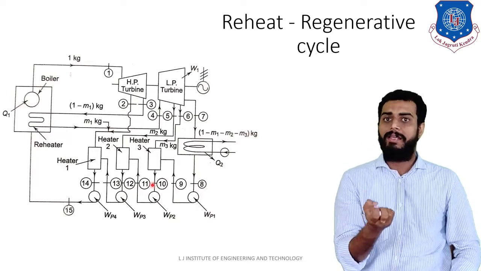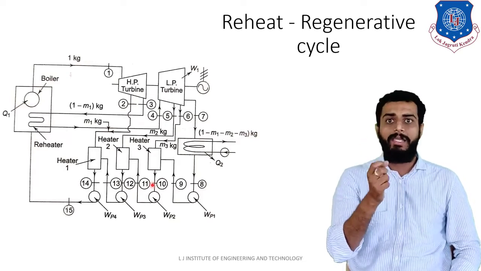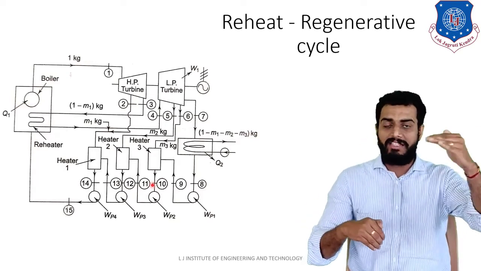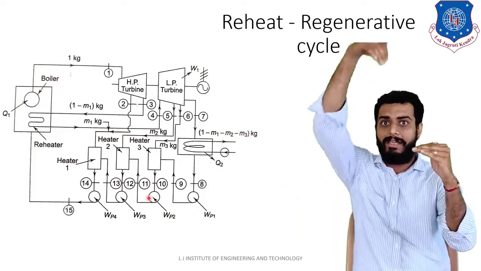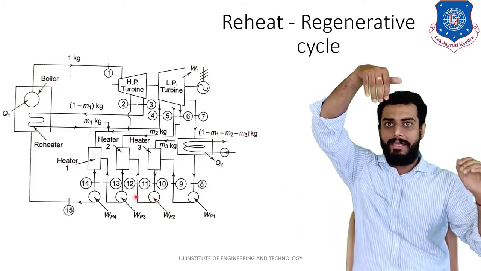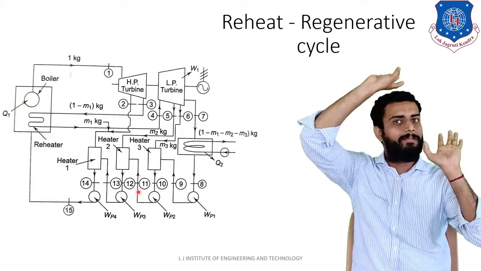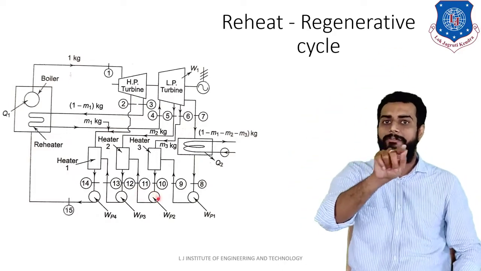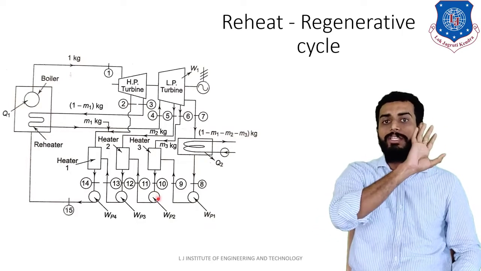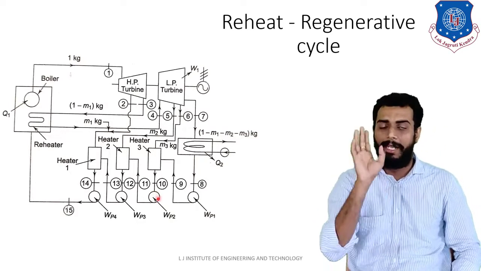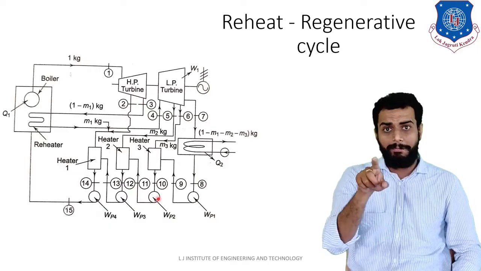At point number 10, the mass of water will be, see, 1 minus m1 minus m2 minus m3 entering from the right hand side, and you are adding m3. So this m3 is positive, here minus m3, so this m3 will be neglected. Ultimately, we are left with 1 minus m1 minus m2 kg of water at point number 10. That is supplied to pump number 2.